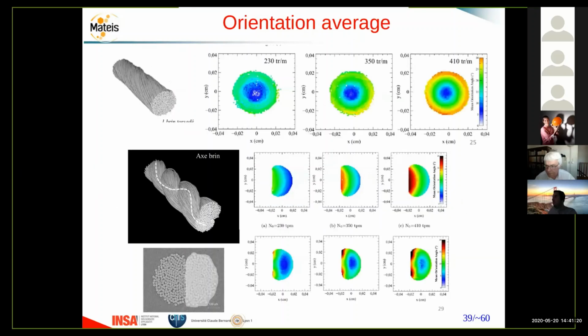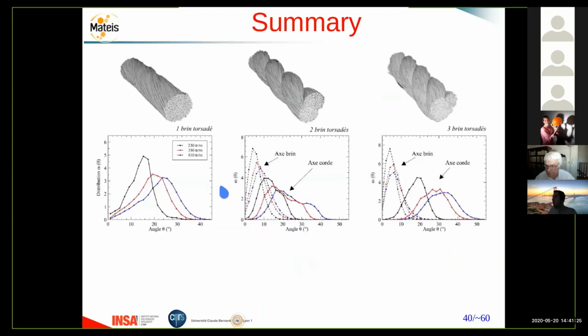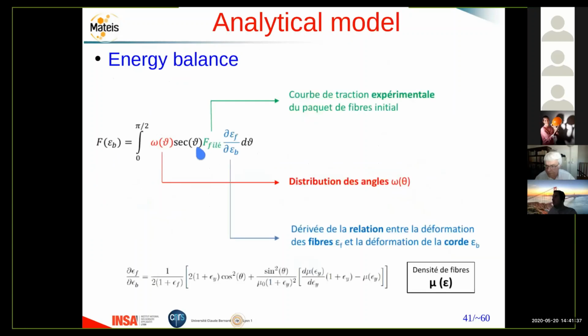distribution orientation that then Aurélien has used to implement in a new analytical model. The model is based on an energy balance, I don't want to describe everything here. I just show you the ingredients. There is this distribution of angle, which is very important. And also, of course, there is the tensile curve of the fiber alone. The property of the fiber is very important.